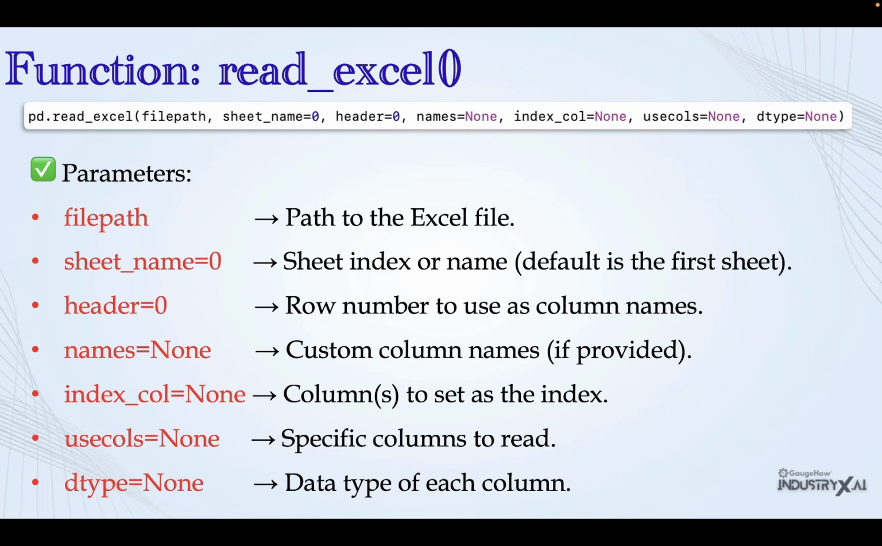For that, you need to type usecols equal to the columns which you want to read. And the last is the data type for each column. So here the compulsory part is the file path that you need to provide. Remaining all arguments are optional.